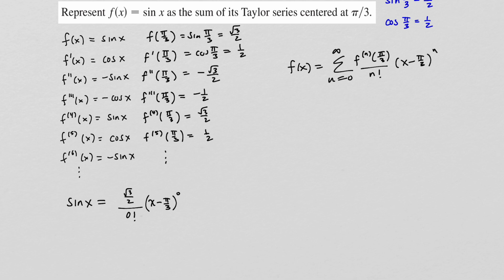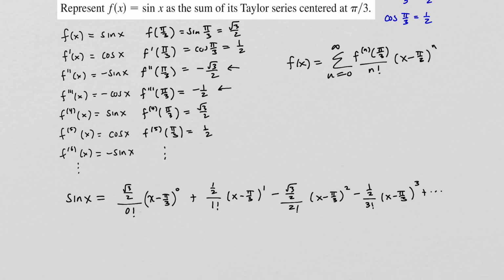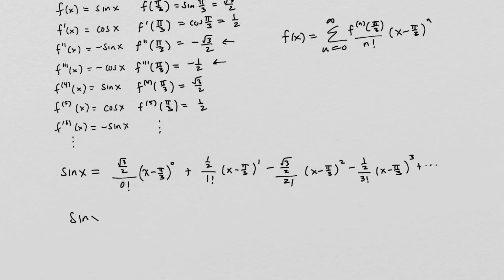So my next term is going to be plus 1/2 divided by 1 factorial, x minus pi over 3 to the 1. My next term is going to be minus the square root of 3 over 2 factorial, x minus pi over 3 squared. Next term, minus 1/2 over 3 factorial, x minus pi over 3 to the third, etc. I'll only list the first 4 terms here, and then we can simplify this just a little bit.